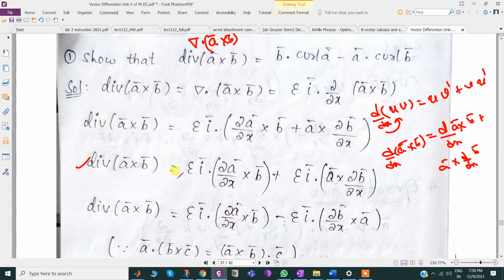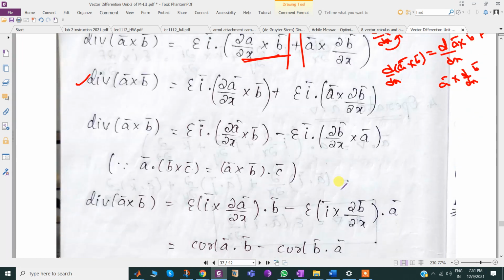Div a bar cross b bar is equal to, then here, dou by dou x of a bar cross b bar can be rewritten here: dou by dou x of a bar cross b bar plus a bar cross dou by dou x of b bar. Then if separated, this is one term, this is another term. And further here, sigma i bar dot dou a bar by dou x.